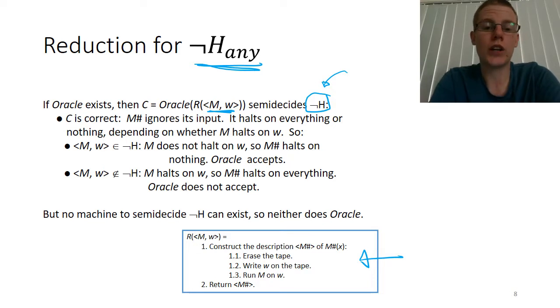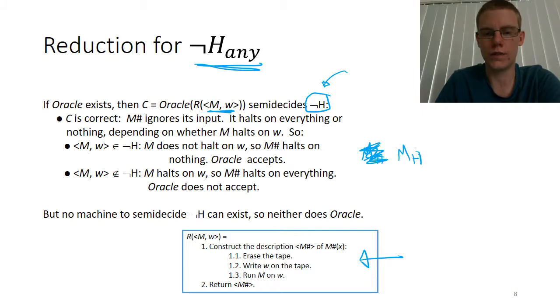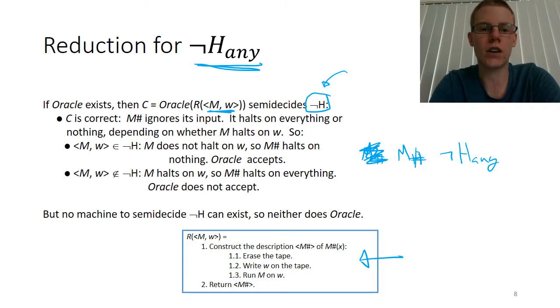Now the key thing is here, we don't have to worry about an oracle that decides the problem. We only have to worry about the semi-decision. The case that we have no instances of M hash to the complement H any, we don't have to worry about what happens in those because our oracle will only semi-decide this language. So strings where our original machine does run forever aren't really a problem.